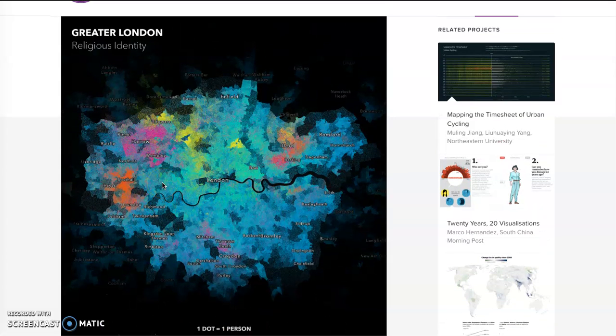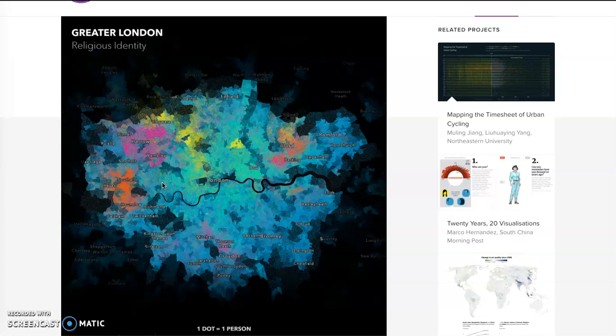For my visualization example, I chose Ben Flanagan's religious identity. I found this image on informationisbeautifulawards.com and I found it interesting because of its unique and intuitive method of displaying information on a dot density map. This map shows the religious allegiance of religious individuals within London and the Greater London area.